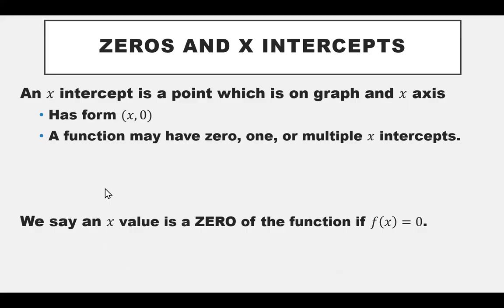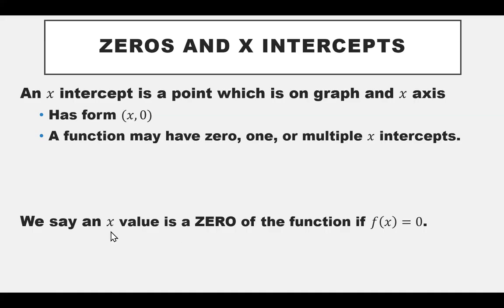Now, in order to expand the vocabulary here, an x-intercept we know is a point on the graph and has the form x comma 0. So it's on the x-axis and on the graph as well, has the form x comma 0. Another way we can phrase finding this x value is we can phrase it as we want to find a 0 of the function.